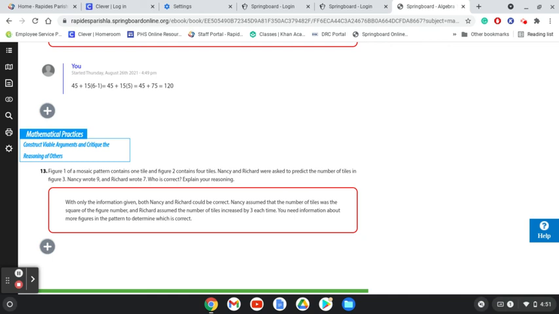All right, know how to graph stuff. Know how to find the equations. That's very important. Make sure you know how to find the equations.